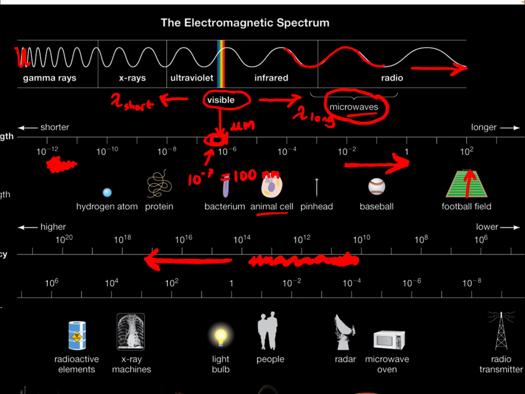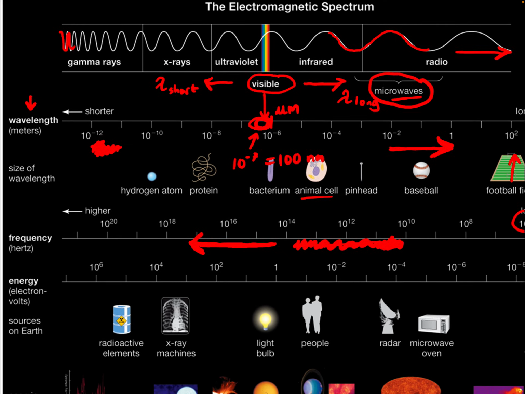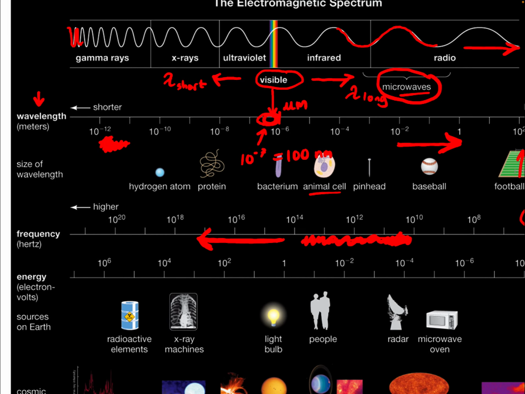So the very long waves, like those football-field-length radio waves, have relatively low frequencies. Low for light is a million times per second, so 10 to the 6 times per second, but that is very low for light, especially compared to gamma rays or X-rays that are vibrating at rates of 10 to the 18 or 10 to the 20. 10 to the 18, by the way, is a million trillion.